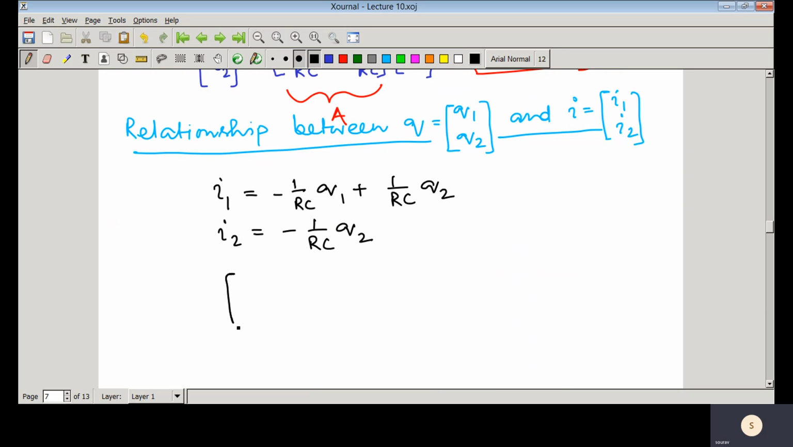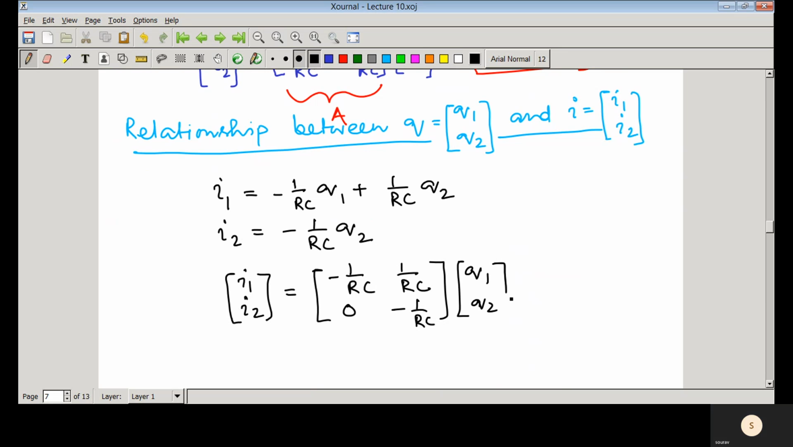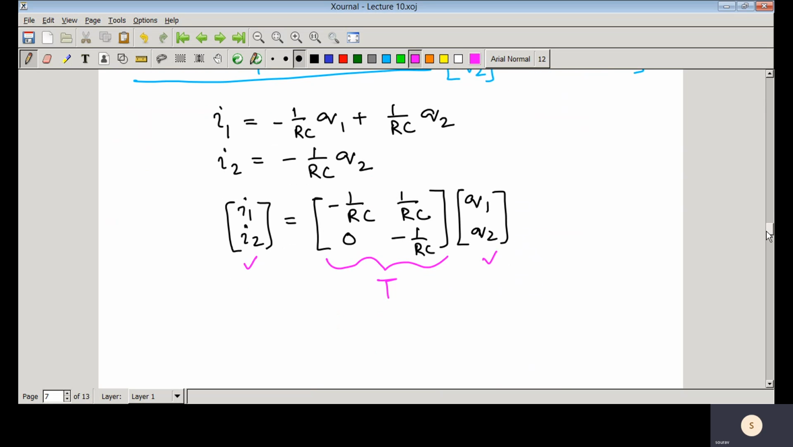Now if we write these two equations in matrix form, I1 I2 would be equal to minus 1 by RC, 0, minus 1 by RC, times Q1 Q2. So from here it is clear that these two state vectors, I and Q, are related via a matrix which is defined as T. And you can see that this T matrix is a non-singular matrix, because if you find the rank or determinant, you can see that it is a full rank matrix, or the determinant would be equal to 1 by RC square. So we can write I equal to TQ. This is actually the relationship.